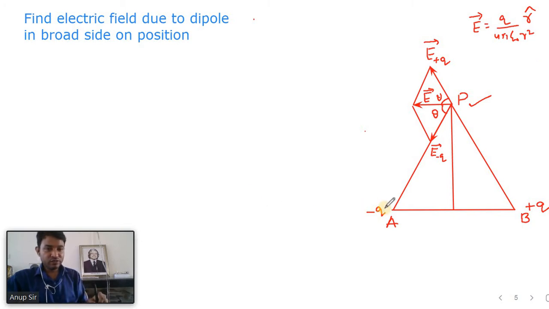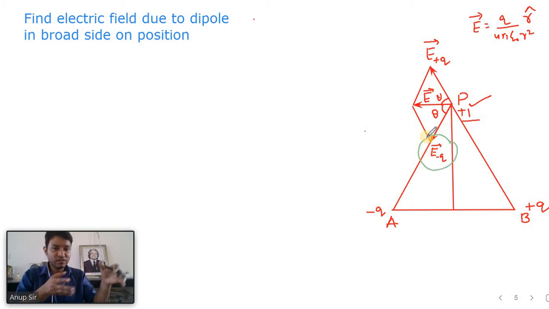For the minus q charge, the electric field will be towards the point A, because if I put a positive test charge at the point P, due to the minus q charge it will be attracted towards A, and that's why the direction of the electric field is like this. It is towards the charge A.